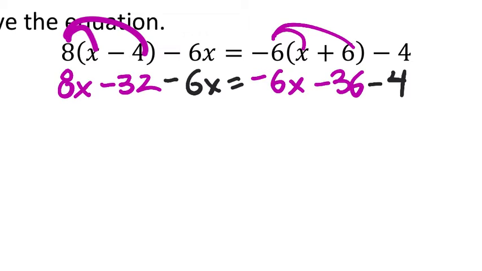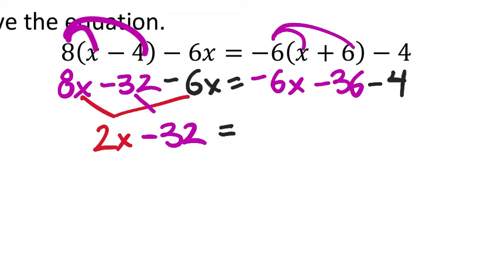Now I'm going to combine like terms with addition or subtraction. So I got 8x's and -6x's right there. That'd be 2x's. There's nothing to combine with the -32, so it stays. And that's the left side. On the right side, I got the -6x's. I'll just drop that, -6x. But I can combine my -36 and -4 to be -40.